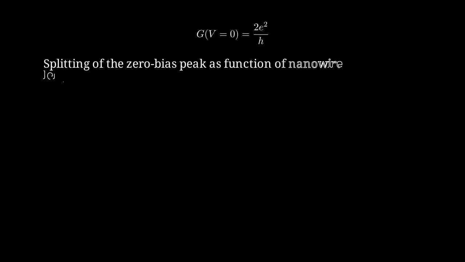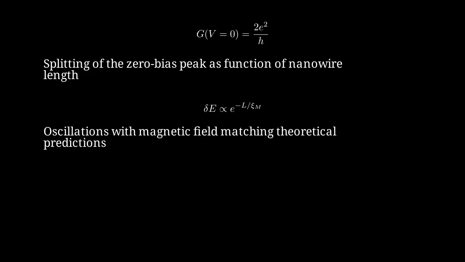As the nanowire length decreases, Majorana modes at opposite ends begin to overlap, splitting the zero-bias peak. The energy splitting ΔE is proportional to the exponential of minus nanowire length L divided by localization length. This exponential protection is crucial. Another signature is oscillations in the zero-bias peak height as magnetic field is varied, matching topological phase boundary predictions.